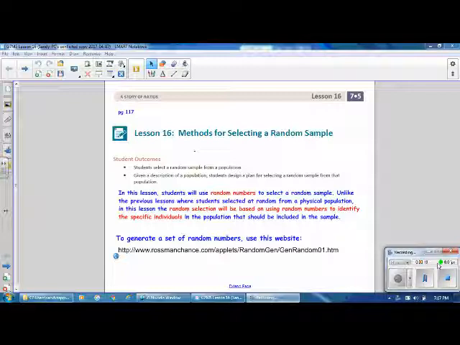In this lesson, students will use random numbers to select a random sample. Unlike the previous lessons where students selected at random from a physical population, in this lesson, the random selection will be based on using random numbers to identify the specific individuals in the population that should be included in the sample. To generate a set of random numbers, you may use this website or another one.